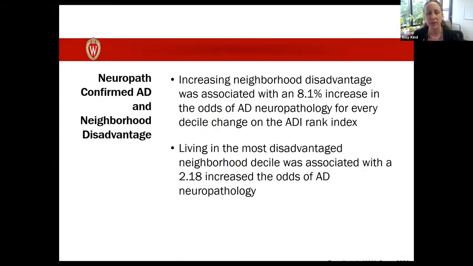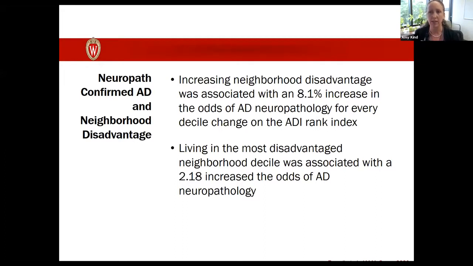Also, we could say that increasing neighborhood disadvantage was associated with an 8.1% increase in the odds of AD neuropathology for every decile change in the ADI rank index, even after adjustment for the factors that were standardly adjusted. And living in the most disadvantaged neighborhood decile within this particular group was associated with a 2.18 increased odds of AD neuropathology. Again, this needs to be expanded into other samples.